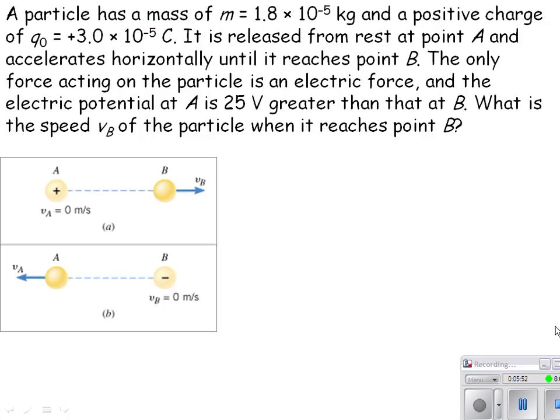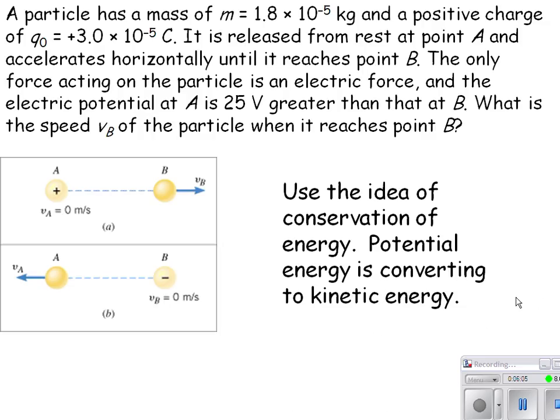So we know the potential difference between those 2 points, and we know that's why this charge is accelerating, because of this potential difference. What is the speed VB of the particle when it reaches point B? So what we're going to do is think of the idea of conservation of energy. Potential energy is converting into kinetic energy.